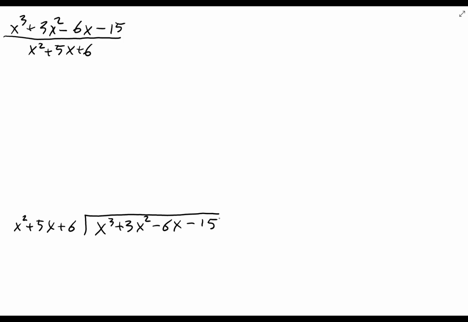Okay, so just a refresher on how long division works. What do I have to multiply x squared by to get x cubed? Well, it's x. So let's put an x here right above that 6x. And then I multiply x times each of these three terms in the divisor.